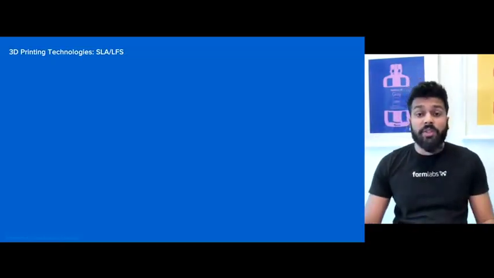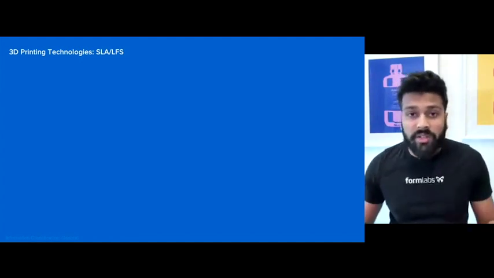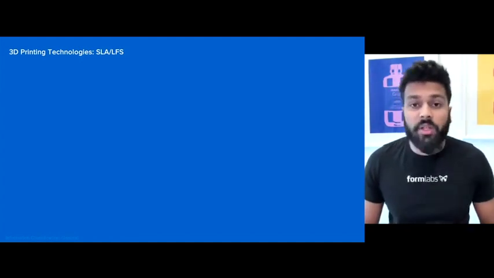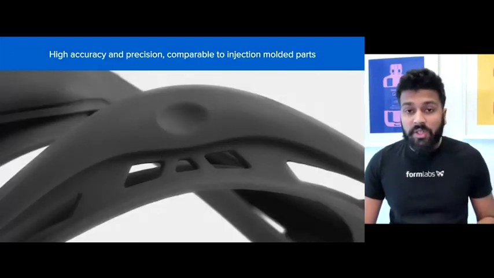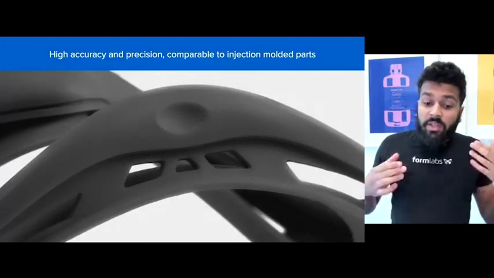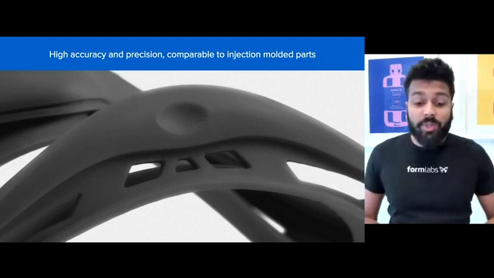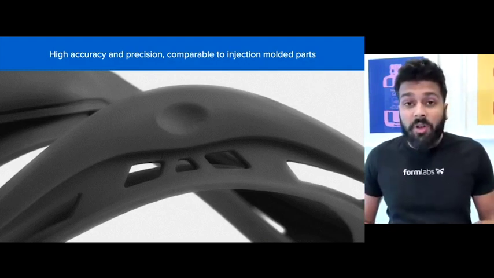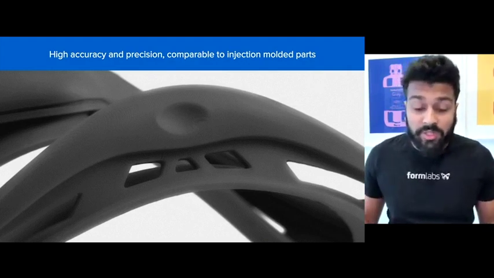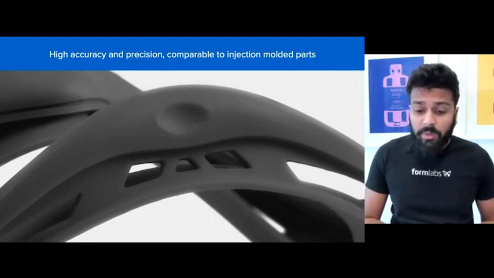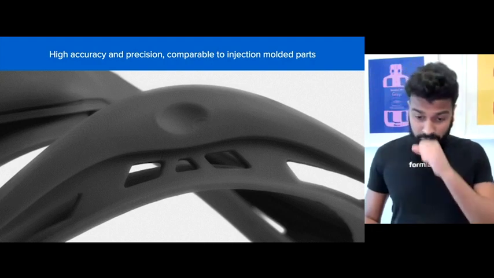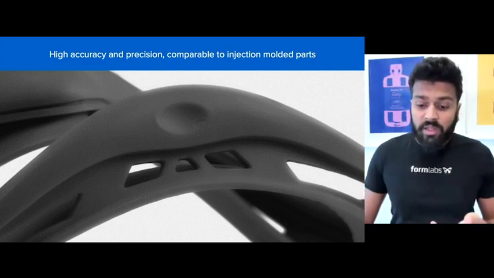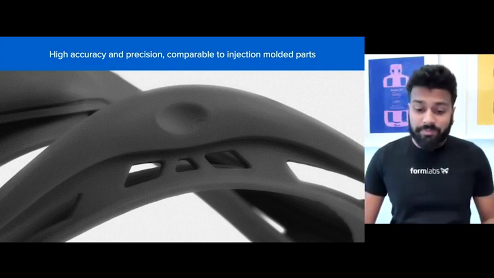Now let's discuss some advantages to SLA and LFS. We're going to primarily focus on LFS here when we talk about pros and cons. The first advantage is you get some really highly accurate and precise parts from stereolithography prints. A lot of people, I go to trade shows and I see this all the time, they pick up an SLA print and they're like, wow, was this injection molded? They compare it to injection molded parts.